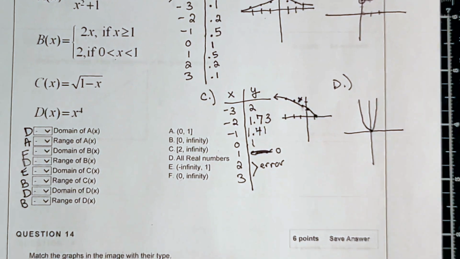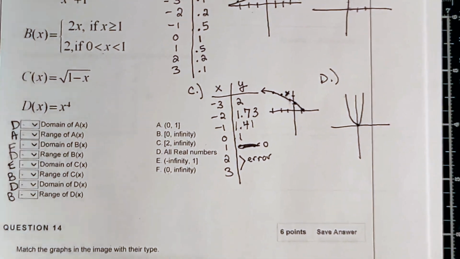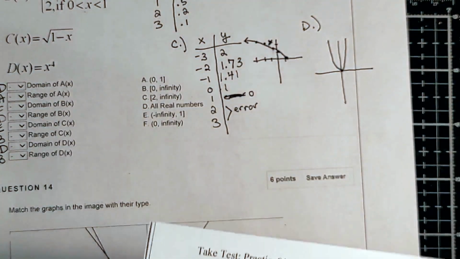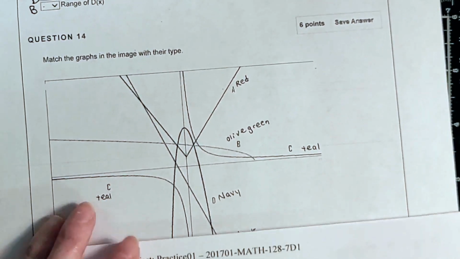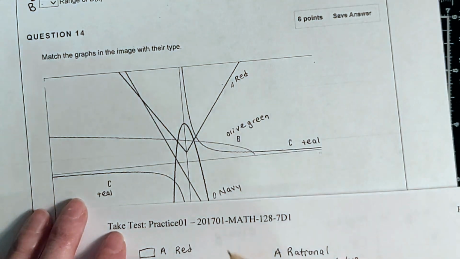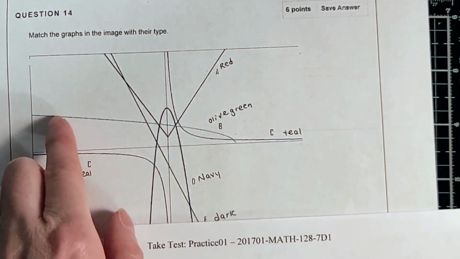Okay, question 14, match the graphs with the image and their type. Okay, so this is basically just memorizing the names of the graphs. Okay, so red has the point down there, so that means it's absolute value. So red would be B. I know these aren't really colored on there very well, but you're just going to have to go with what I wrote in.